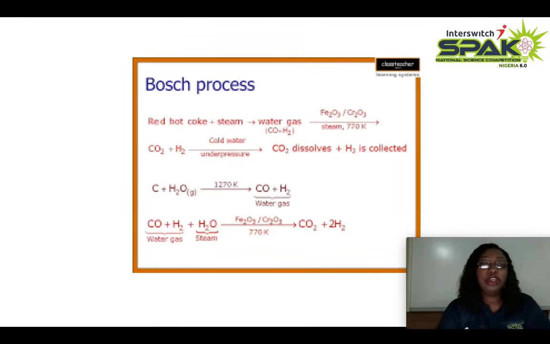Then we have industrial preparation of hydrogen. The industrial preparation of hydrogen is known as the Bosch process, where you have your red hot coke react with steam and water gas. Water gas, the mixture of carbon(II) oxide and hydrogen, is known as water gas, in the presence of iron(III) oxide and chromium(III) oxide. This reaction produces our hydrogen. So this is an industrial preparation of hydrogen gas.